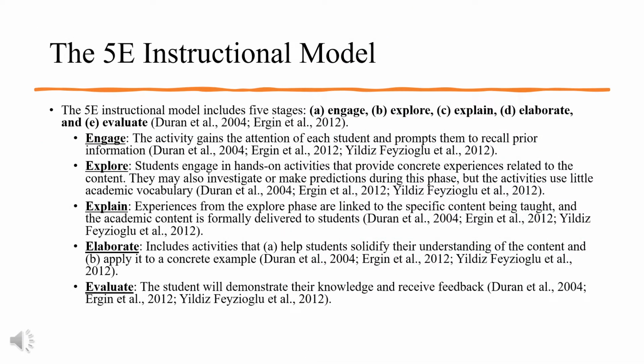The 5E instructional model includes 5 stages: engage, explore, explain, elaborate, and evaluate. During the first portion, the engage phase, the students will participate in an activity that gets their attention and prompts them to recall prior information. This activity should be something that's interesting to them, something that has them puzzled, has them wondering what's happening, and is related to the content that you're going to explain later on.